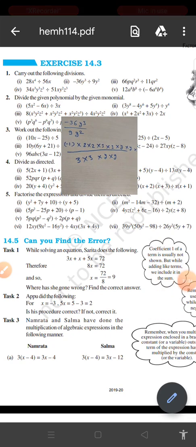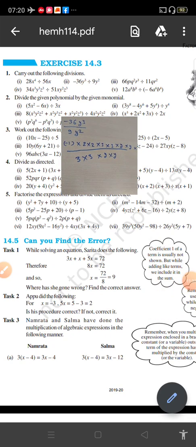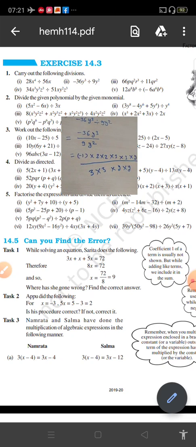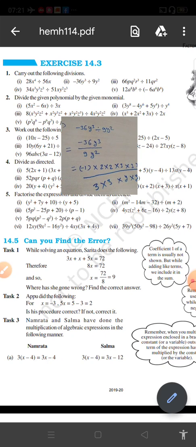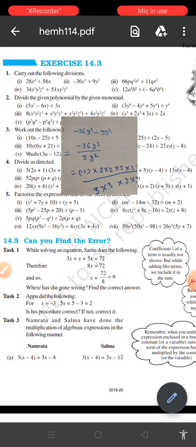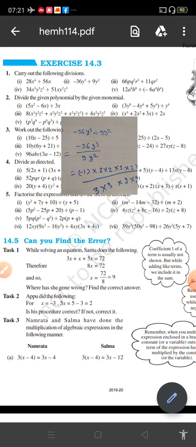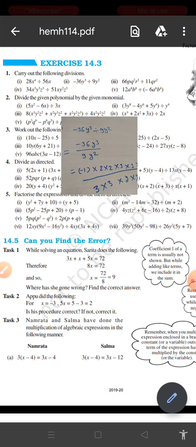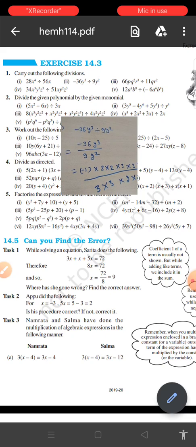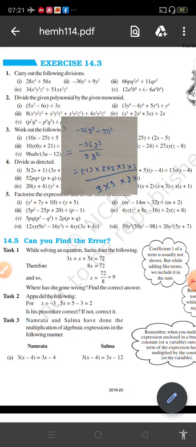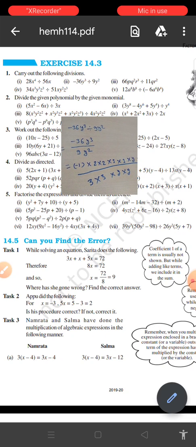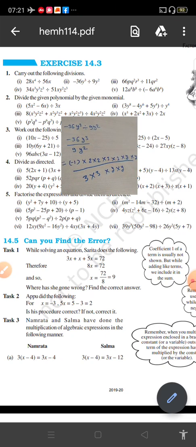First we cancel it, and then we find the required result. First you can see this is given: minus 36 y cube divided by 9 y square. So we can write this in vertical form. The question is given in horizontal form. We can write it in vertical form, and after this we write it as the product of irreducible factors.